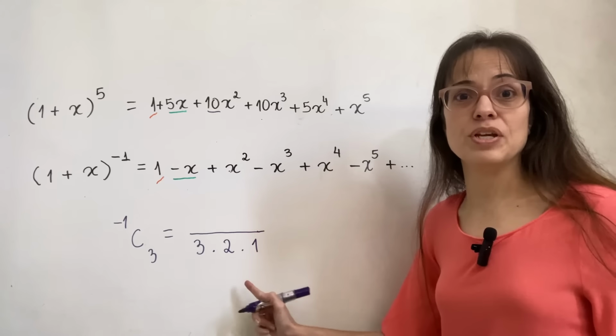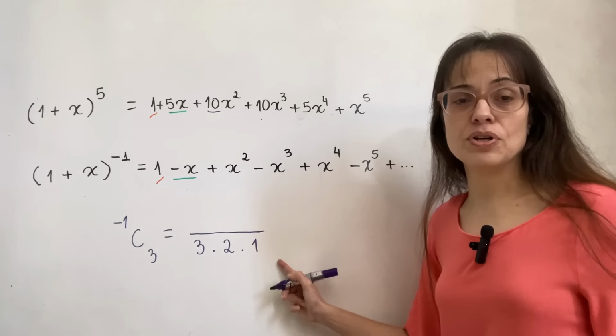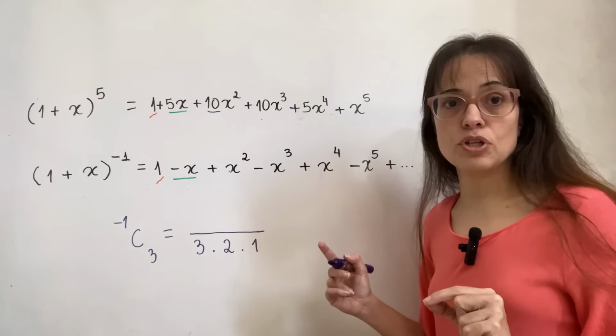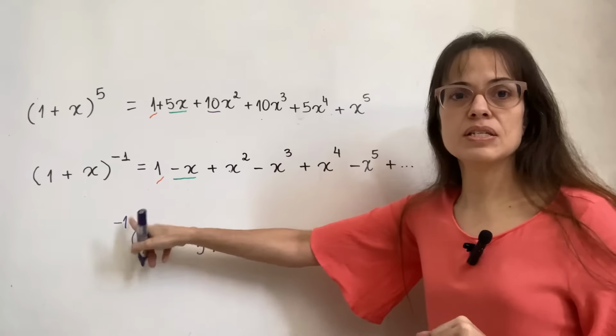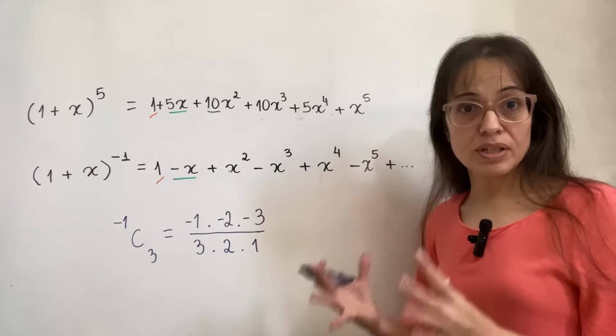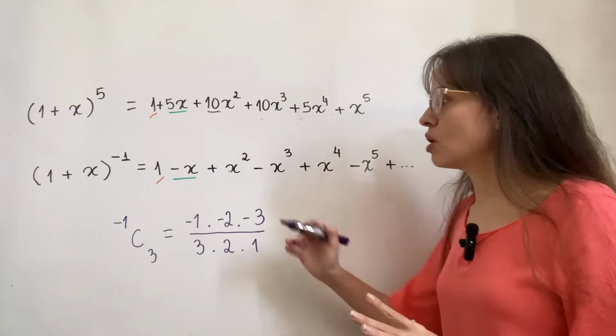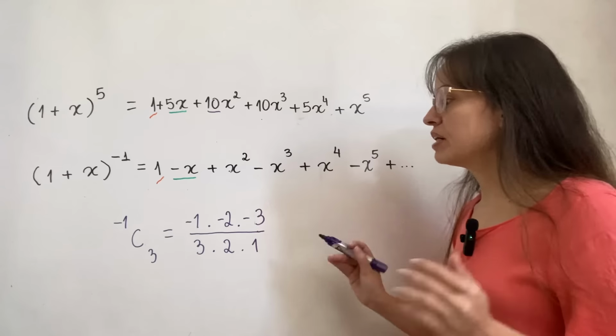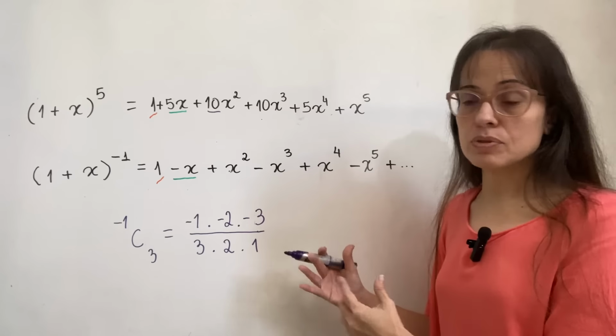Let's do it with 3. So I have a 3 factorial here. Now I want 3 factors on the top. The first one needs to be -1 because of this, and then -2 and -3 in the sequence. So at least for this very special case of -1, we can already see the pattern of what is going on, because everything is always going to cancel out.